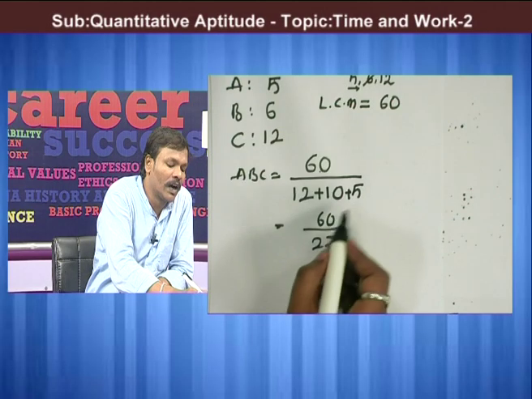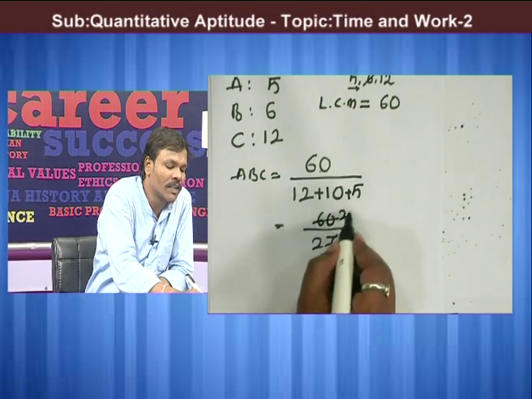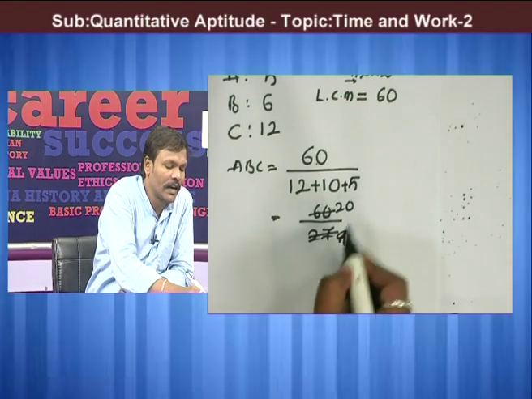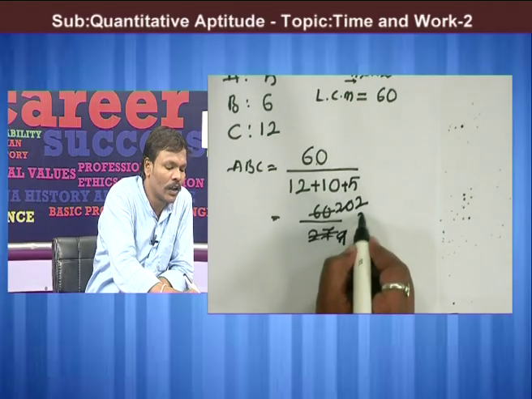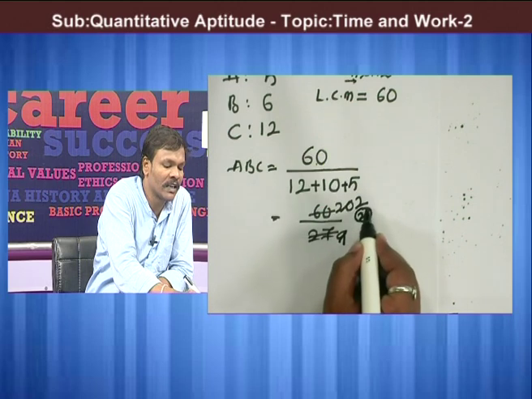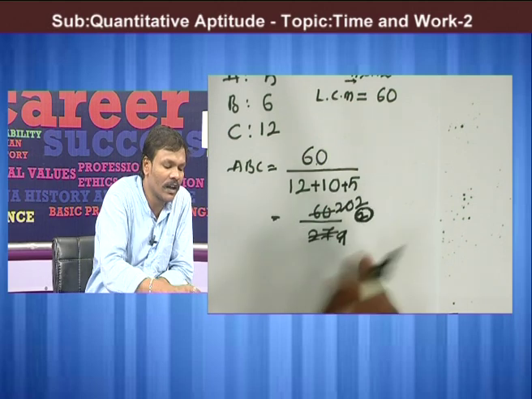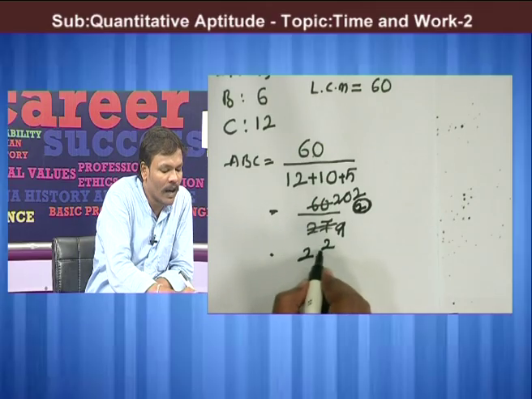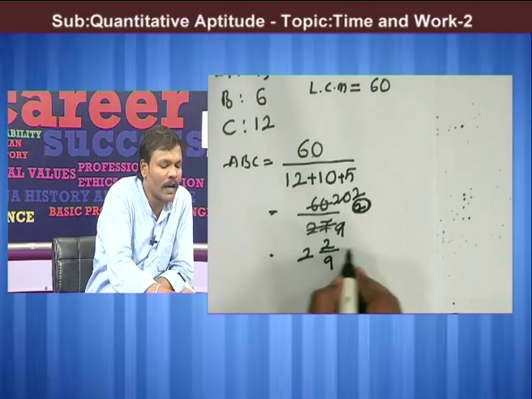Now it is clearly 3 twenties, 3 nines, 20 by 9. That means 9 twos are 18, 2 will be the remainder. What is left over will be the remainder. So the remainder is 2 and the denominator 9.